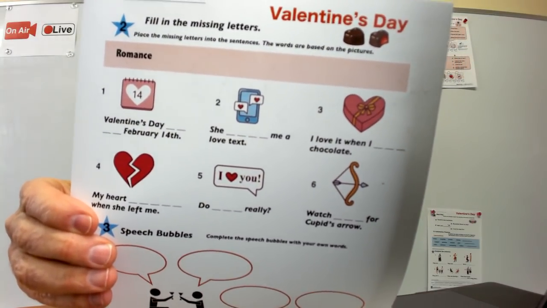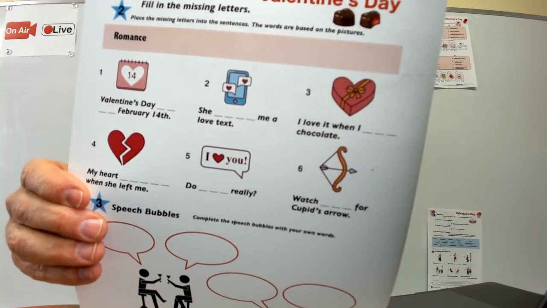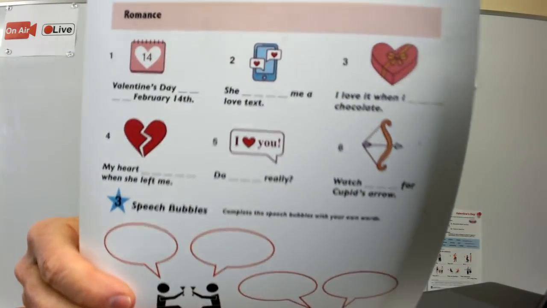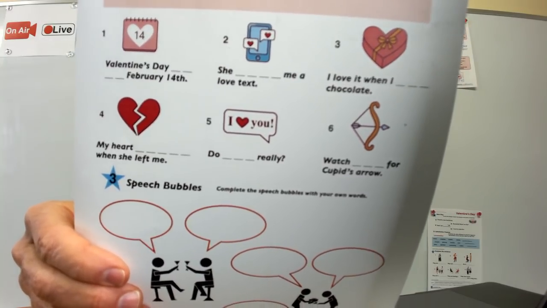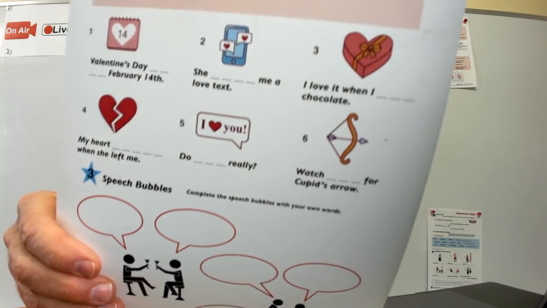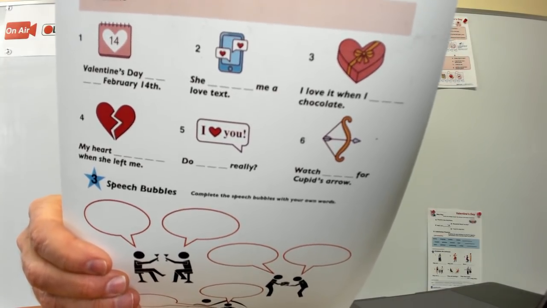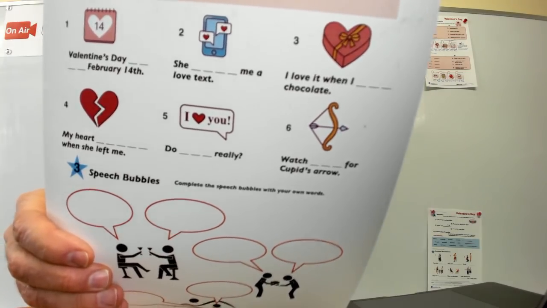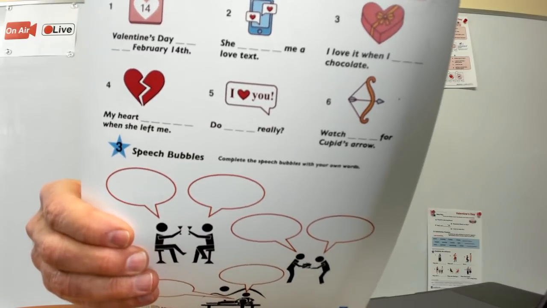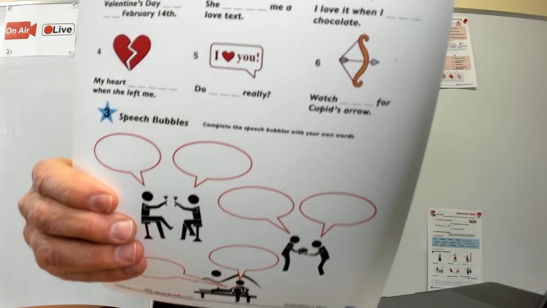So one, Valentine's Day, February 14th. Two, she me a love text. Three, I love it when I chocolate. Four, my heart when she left me. Five, do really? Six, watch for Cupid's arrow. Okay, one more time. One, Valentine's Day, February 14th. Two, she me a love text. Three, I love it when I chocolate. Four, my heart when she left me. Five, do really? Six, watch for Cupid's arrow.